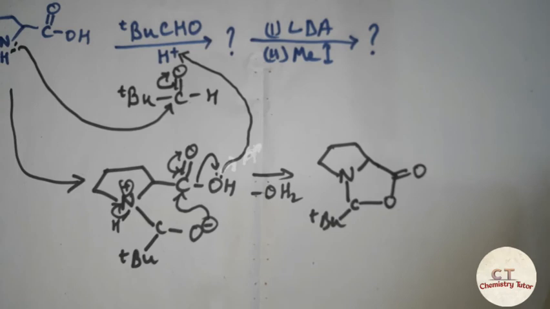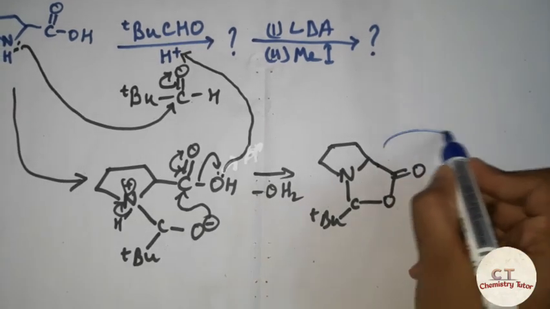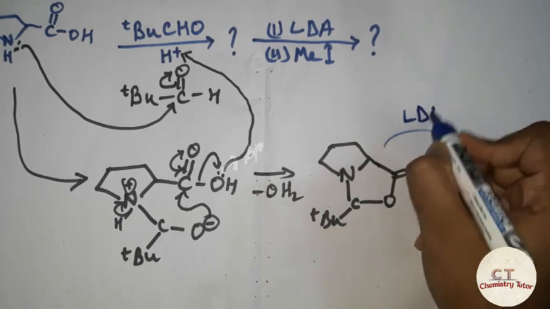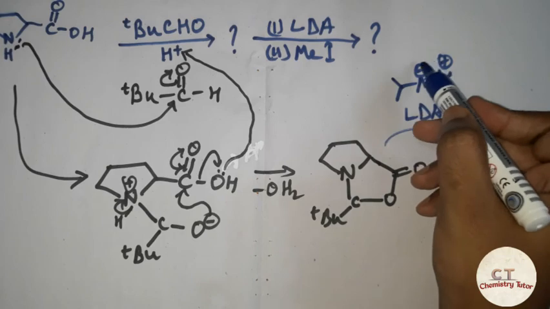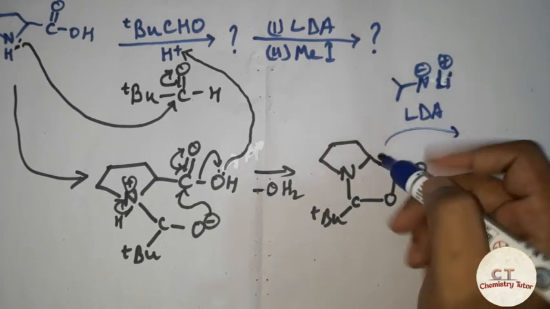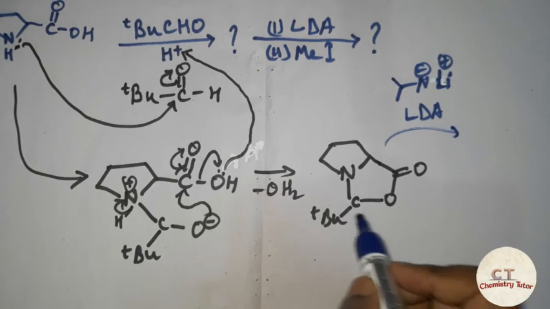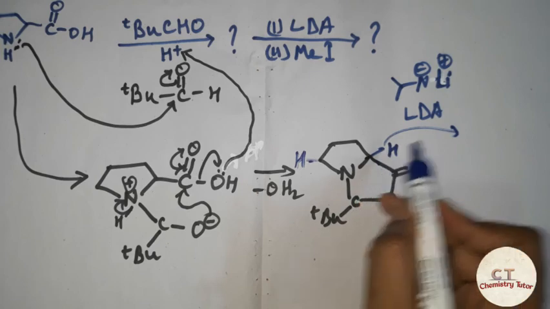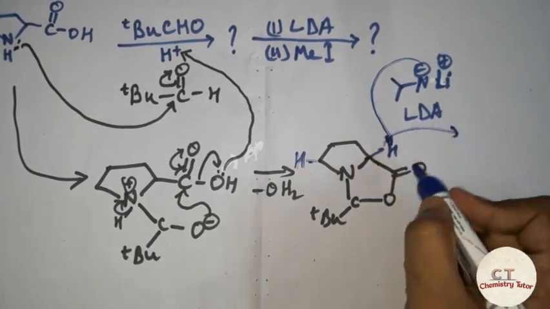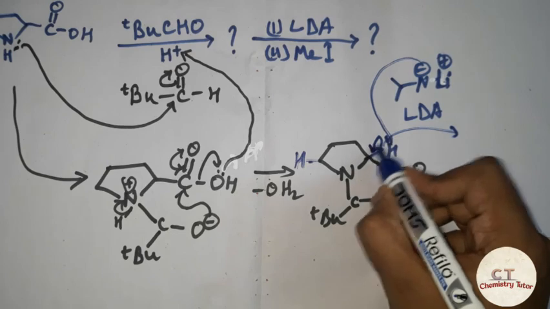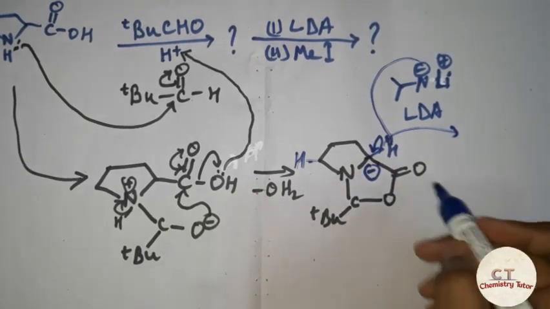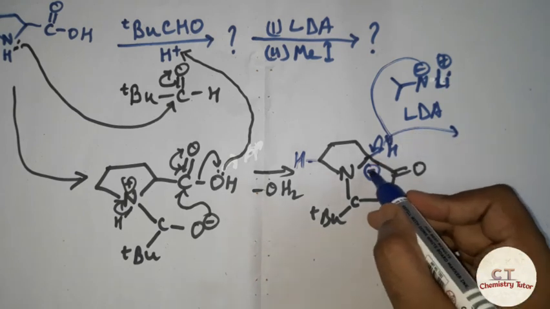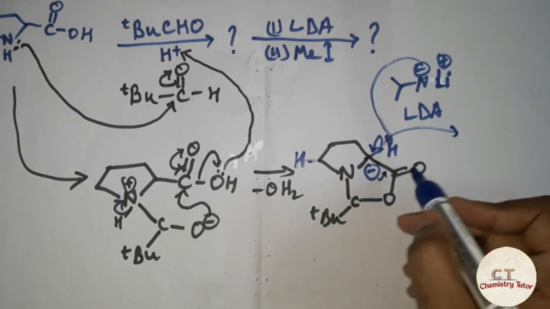Let's see. First of all, we know that LDA is a non-nucleophilic base. It is an isopropyl non-nucleophilic base. So this is the structure of LDA. So the negative charge on the nitrogen atom is going to abstract a proton. Now we have to see which is the most acidic proton. There is also a proton, and there is also a proton, but the most acidic proton will be this one. Why? Because on abstracting this proton, a negative charge will form here, and this is an electron withdrawing group, and it will withdraw electron density, so the negative charge will be more stabilized as it can undergo conjugation.